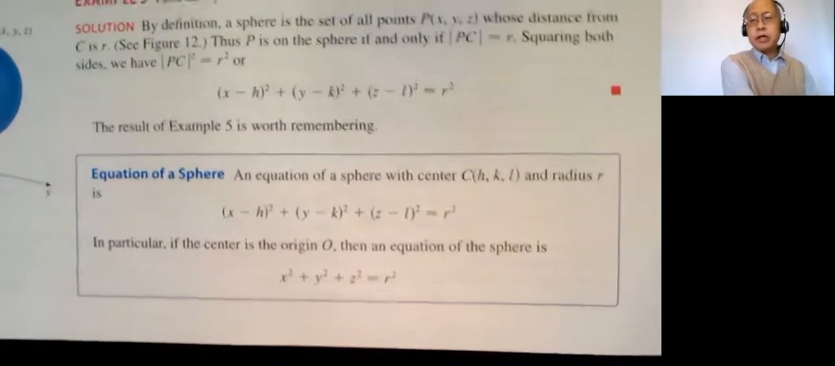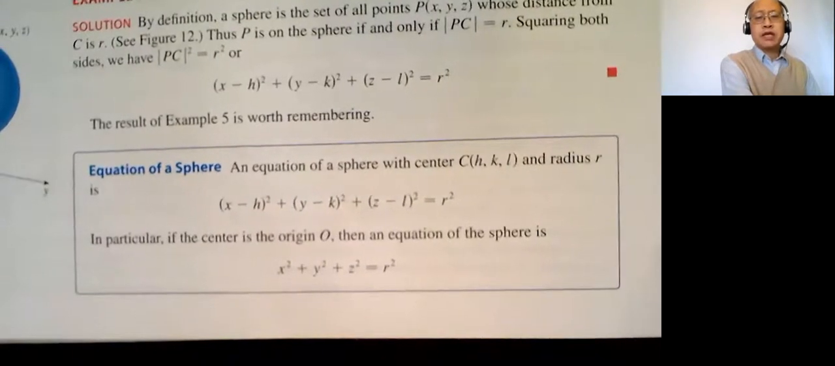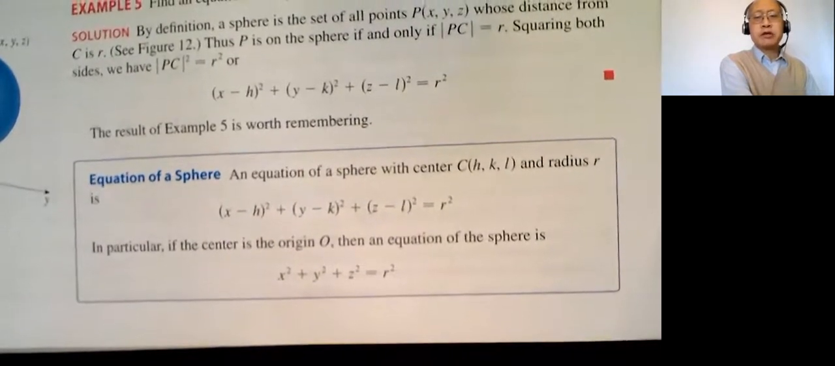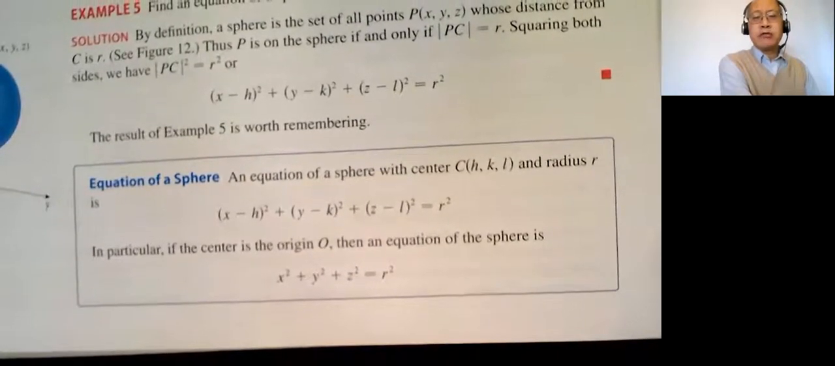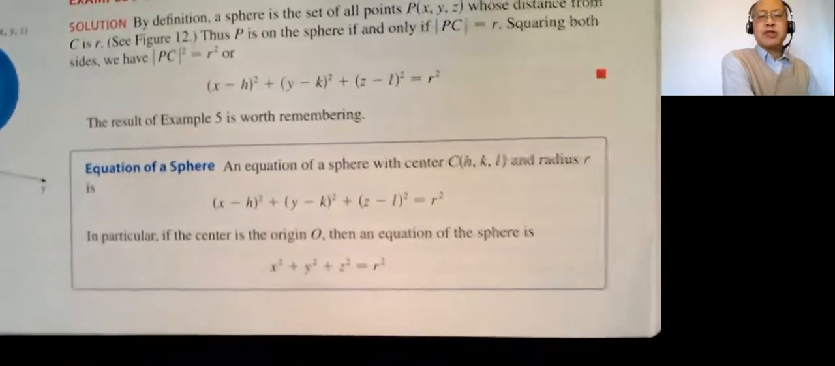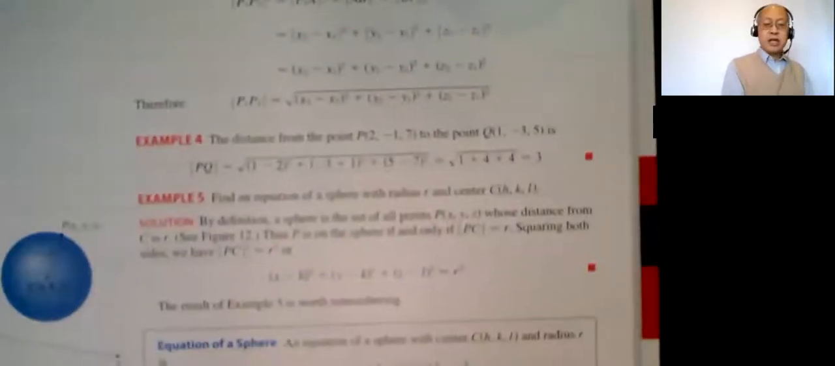And by the way, you can put all these on your cheat sheet, your formula sheet. (x - h)² + (y - k)² + (z - l)² = r². That's an equation of a sphere, center (h, k, l), and radius r. Okay, and if you're centered at the origin, it's simply x² + y² + z² = r².